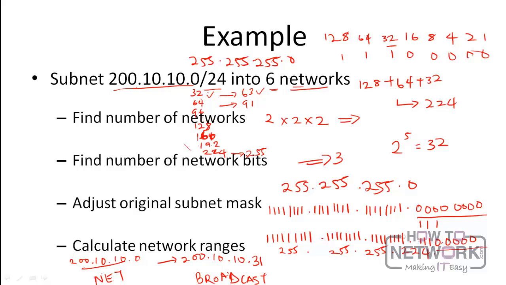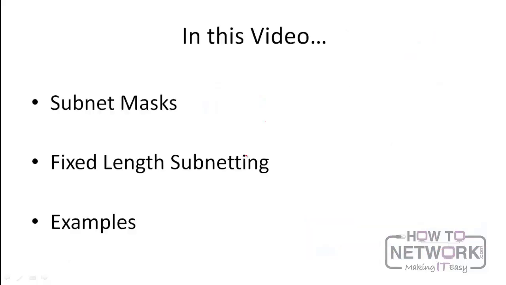Now, this might be a little fast at the beginning, so we can take more examples, and we're going to spend the next video taking examples of subnetting. So in this video, we've been able to look at subnet masks. We also have been able to look at fixed length subnetting, and we started looking at examples of how to subnet. In the next video, we'll continue right from where we stopped by looking at more examples of subnetting. Thank you very much for watching.